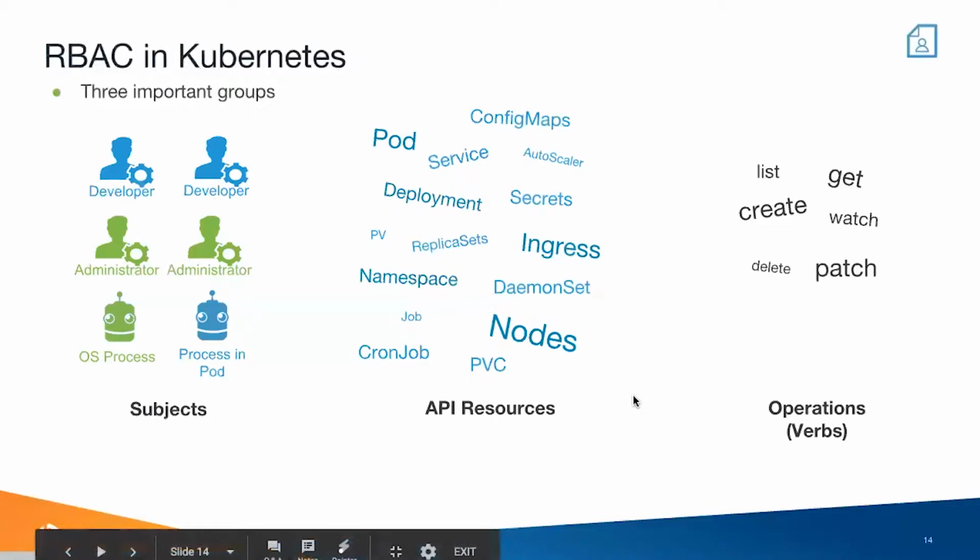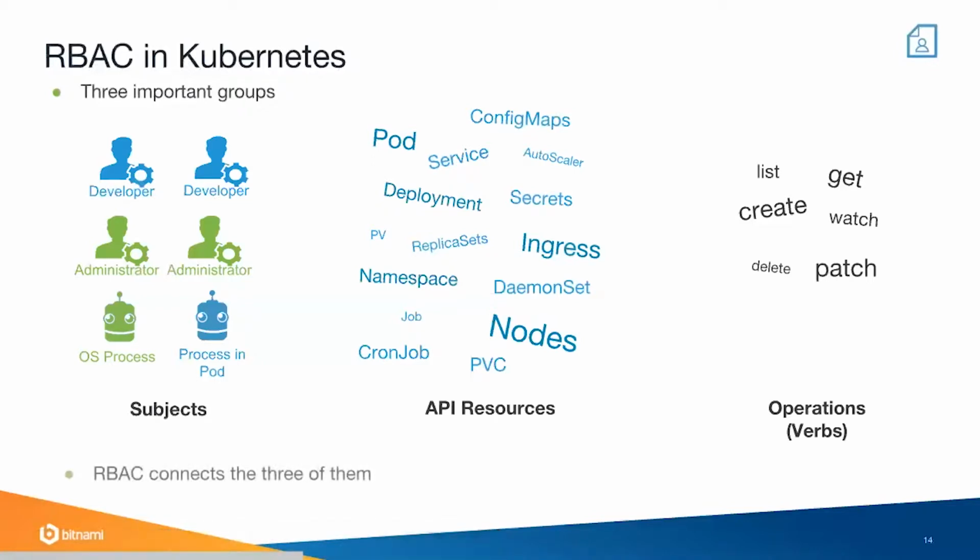So what does RBAC do? Very simple. It just connects the three of them. We connect user subjects with operations over resources. So for example, we will say that a user can get and list pods. That's connecting the three of them.